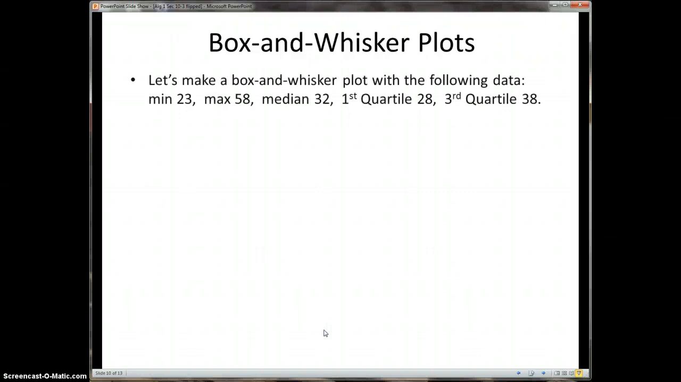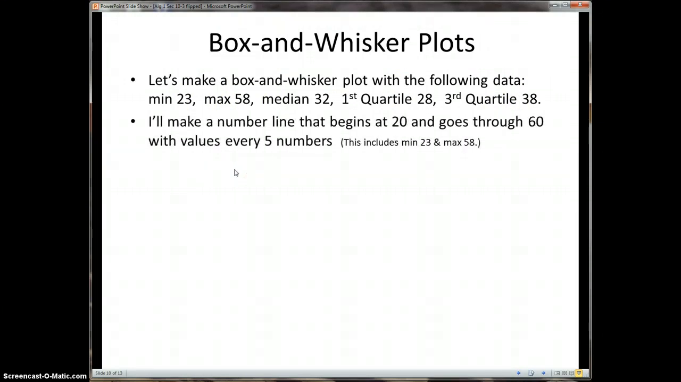Let's make a box and whisker plot with the following data. So these are the 5 things we need: minimum and maximum, the median, the first quartile, and the third quartile. We've either figured that out or somebody's figured it out for us, but we have those things. From that, we can do the box and whisker plot. I'll make a number line that begins at 20 and goes through 60. The minimum is 23. The maximum is 58. So those are included if I go from 20 to 60 with values at every 5 numbers.